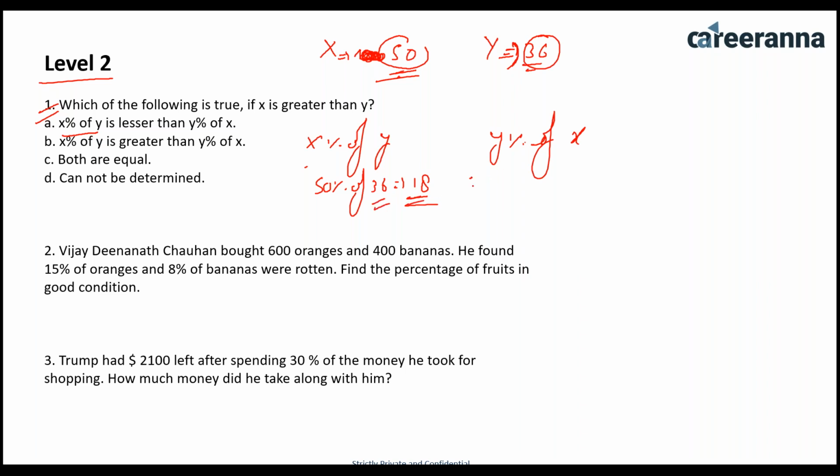Now, 36% of 50. Please calculate this for me. 36%. Yes, exactly, Tanya. You can take any two numbers. Yes, Sanket, you can take 50. I'll do it for you. I'll take 50. Okay, 36% of 50 is the same. Exactly. So the answer for this question is both are equal.